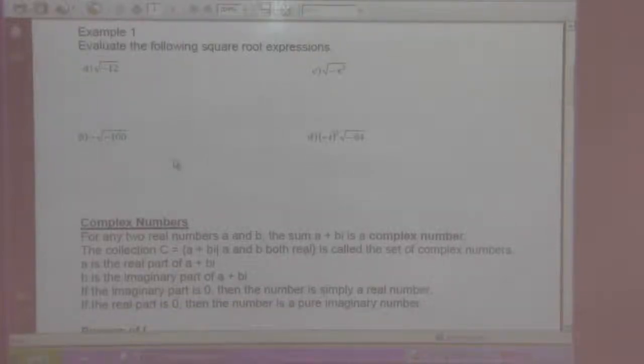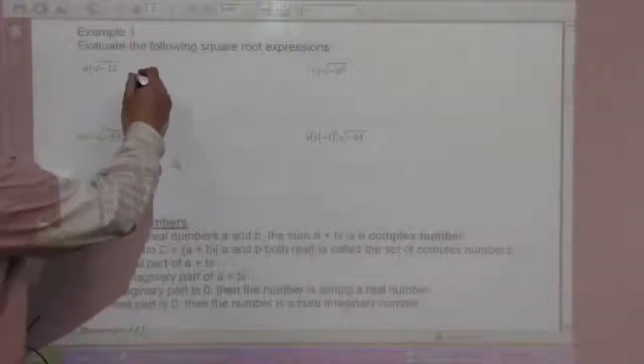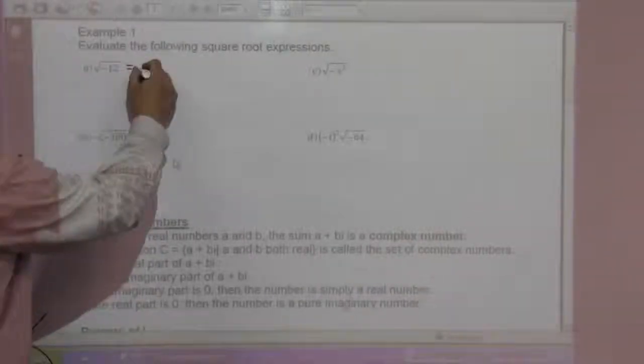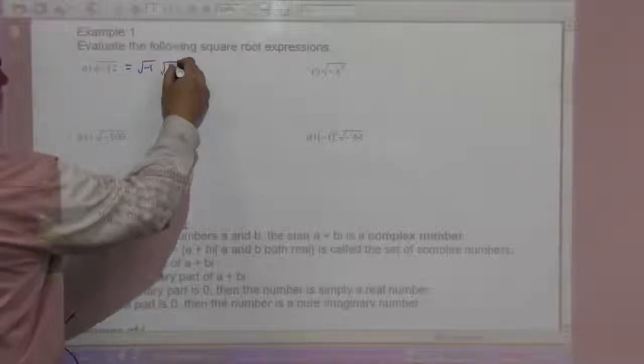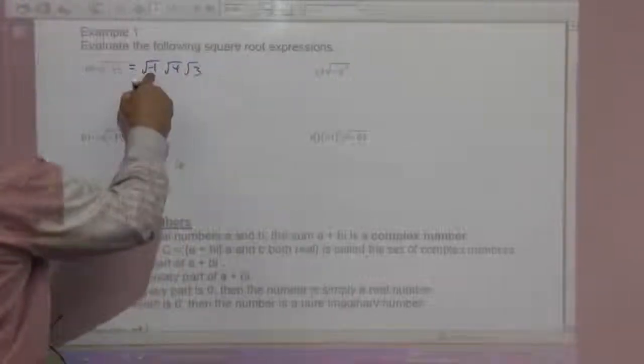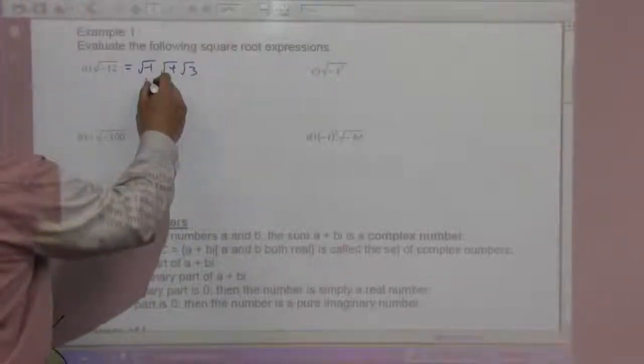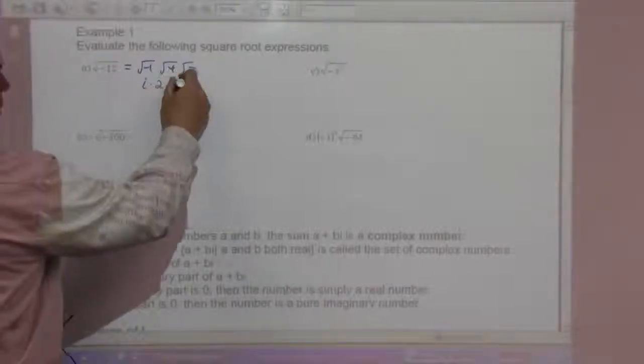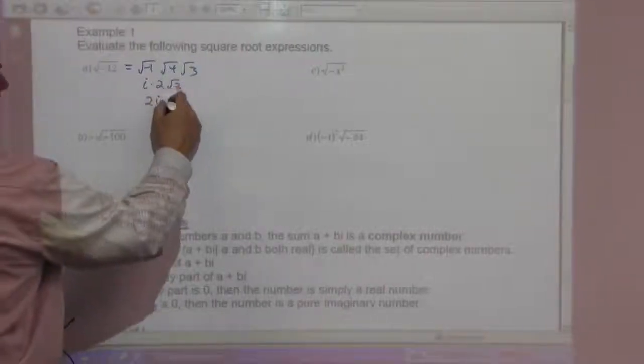Example 1. Evaluate the following square root expressions. This would be the square root of negative 12, like the square root of negative 1 times the square root of 4 times the square root of 3. Negative 1 is i, that's i times the square root of 4, which is 2, times the square root of 3, so it's 2i times the square root of 3.